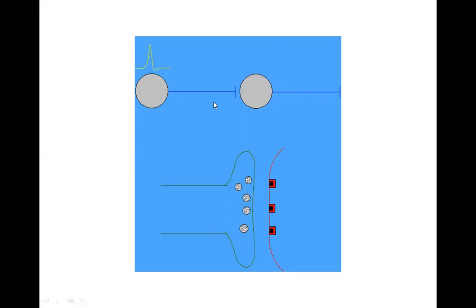So a neuron uses two kinds of messengers, or two kinds of media, to send and receive information. The axons use electric currents, action potentials. And across the synapses, the neurons rely on neurotransmitters.